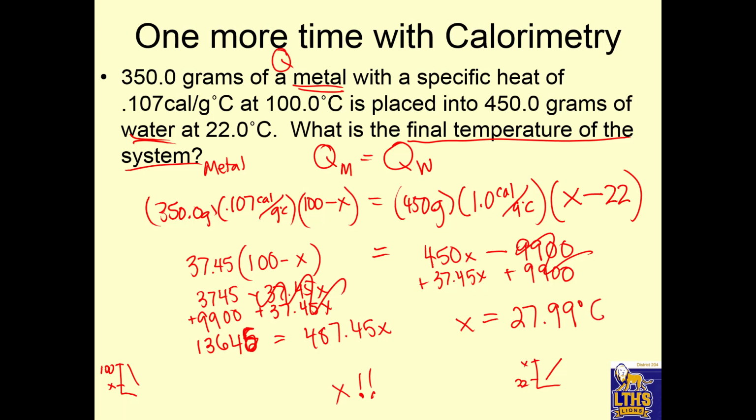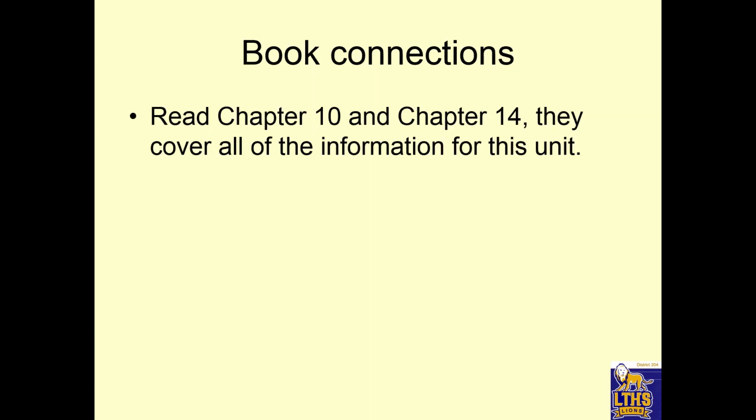That means the metal ends up at 27.99, when the water ends up at 27.99. This is the final temperature of the whole system. Woo, fun times. Heat loss equals heat gain. Please read chapters 10 and 14.